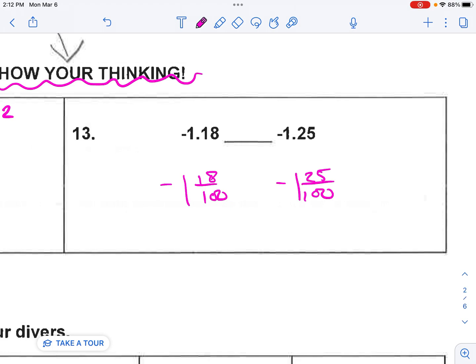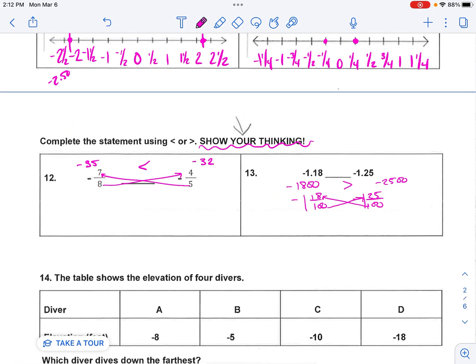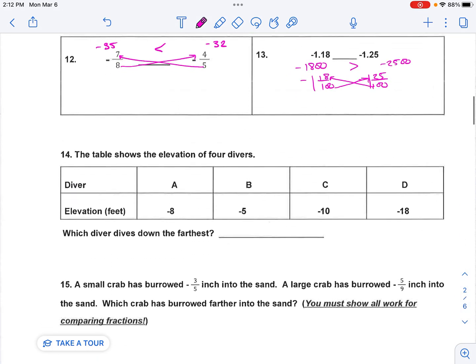So if you do 100 times -18, it's just -18 with 2 zeros, or -25 with 2 zeros. -2,500 is way further to the left. Okay, so -1 and 1/1800ths is greater than -1 and 2500ths. You can show your work by putting them on a number line or by doing cross products.